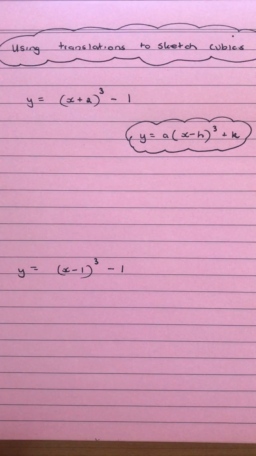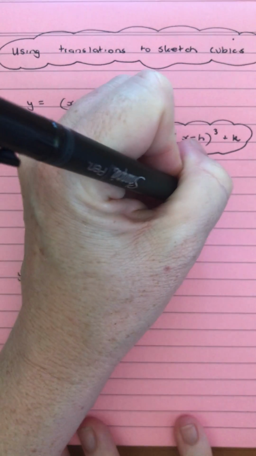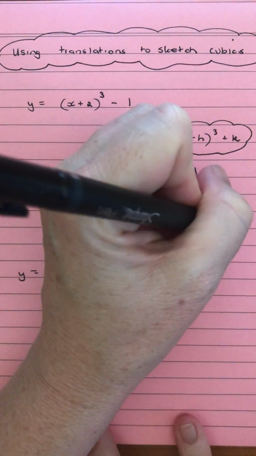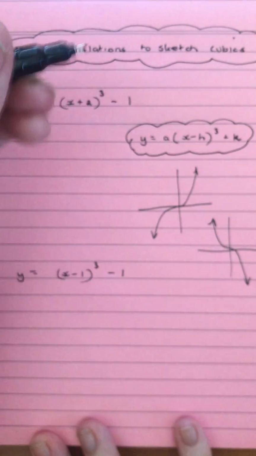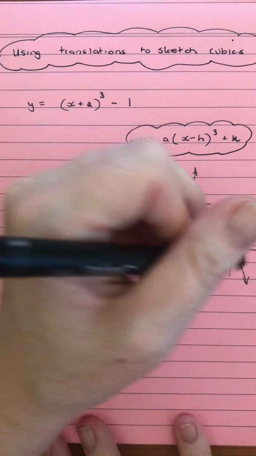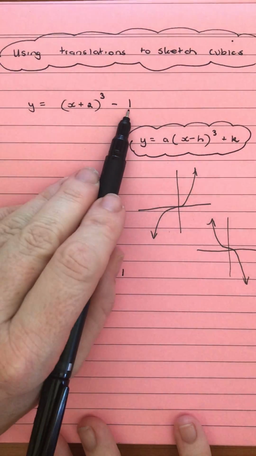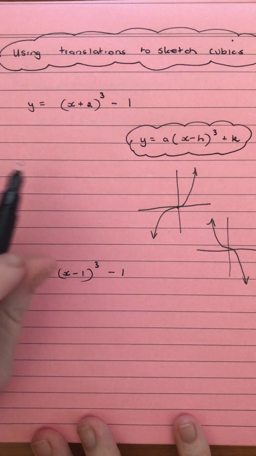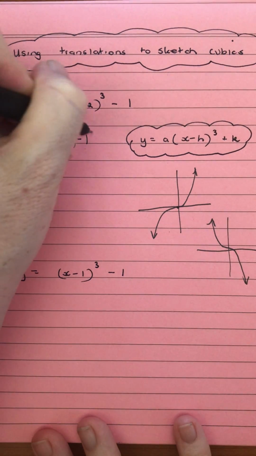Having a look at some sketching of cubics. When we have our general form of a cubic, it's either coming up like this or coming down like that. Obviously this is when our A is positive, and when our A is negative, it's going to be coming down. So we're looking at the part in here that gives us where that inflection point is, and so that is going to be at -2, -1.